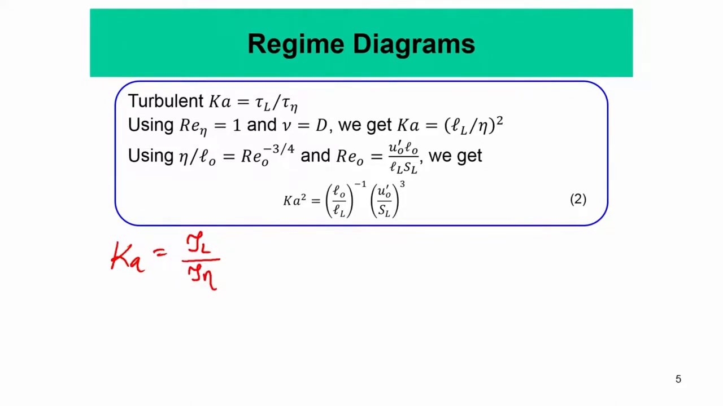Okay. Now, I can write tau L, which has a unit of seconds, in terms of that characteristic diffusivity, which has a unit of meter square per second, and the length scale, which has a unit of meters. So, I can write this tau L as LL square by D. So this is meter square, this is meter square per second. So tau L is equal to seconds. Okay. Similarly, I can write tau eta as eta square by nu.